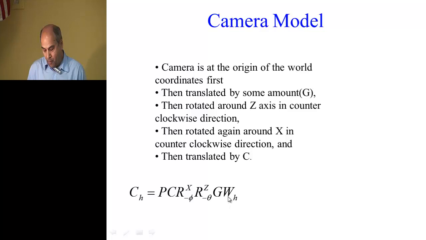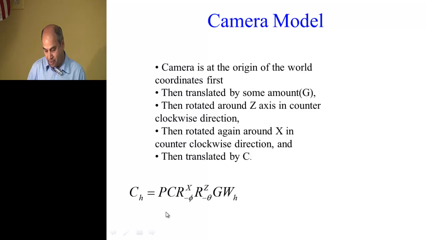Then we apply the translation, then apply rotation on Z, rotation on X, and then translation again, then perspective transformation to take a picture. So this will give you the coordinates in the image. There will be image coordinates, because we are moving the camera and so on, then we are taking a picture, which is this perspective transformation.